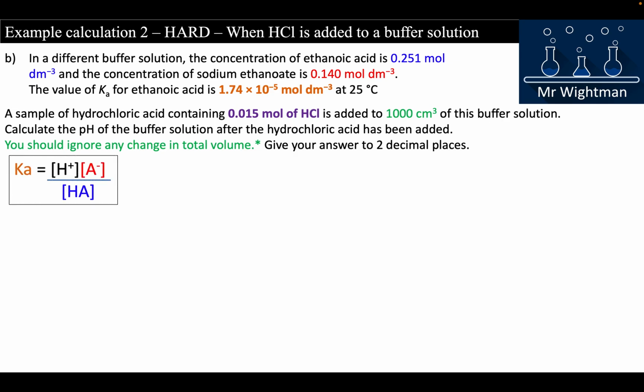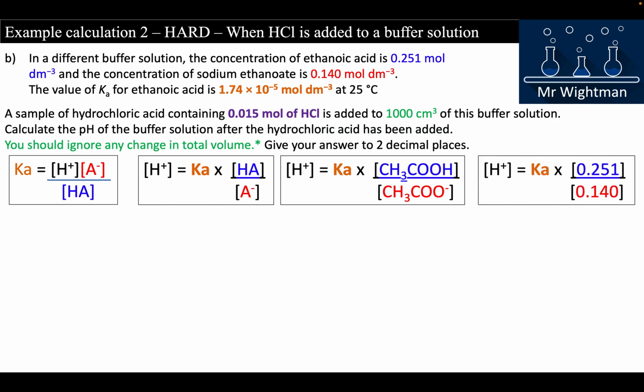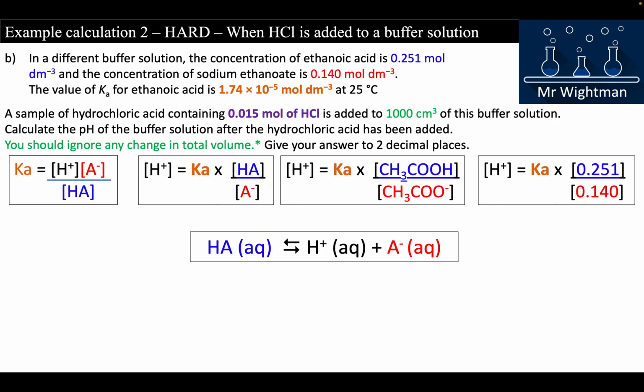So taking the expression as normal, finding H+ as the subject, appreciating that the HA is my ethanoic acid and A- is my ethanoate, and then putting in the values, that would give me my H+ concentration.